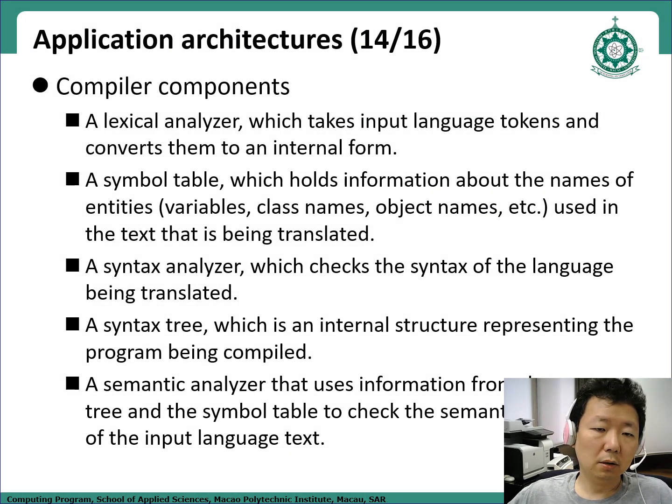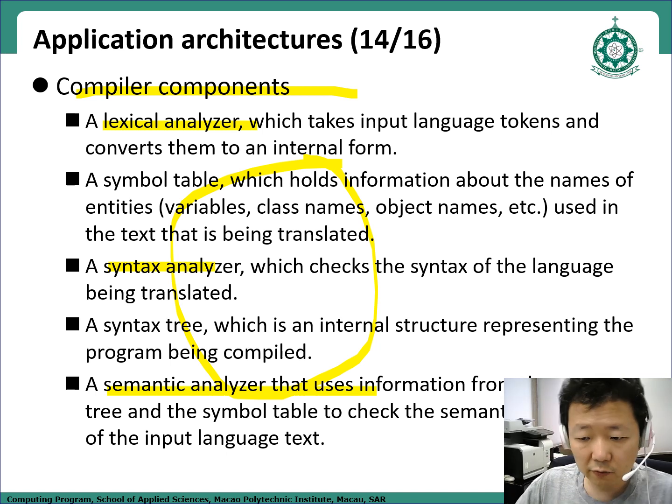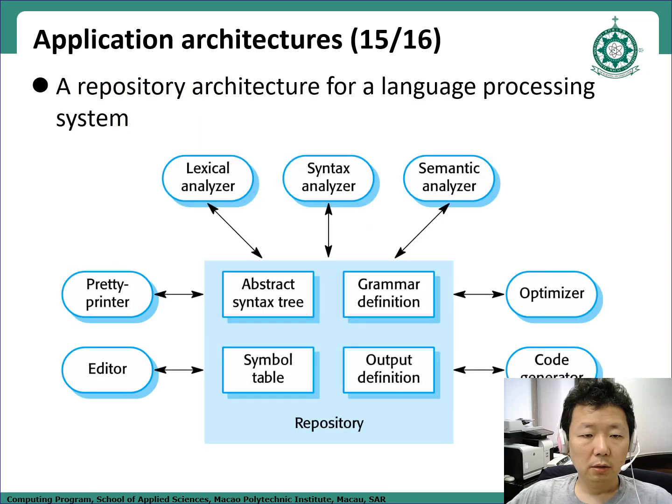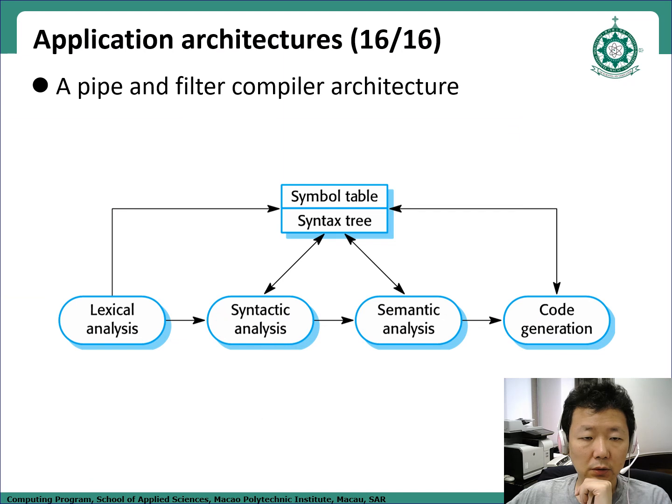All right, and then the compiler. So you can take a look. They have several analyzers, right? Syntax analyzer, lexical analyzer, and the semantic analyzer. They have a couple of analyzers that are part of the compiler system. Okay, so yeah. This one shows a repository architecture of a language processing system. All right. So you can see this one, and then the pipe and filter compiler architecture. So slightly different from the previous one.